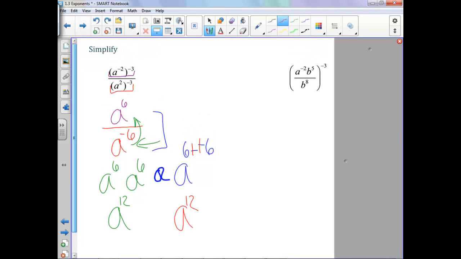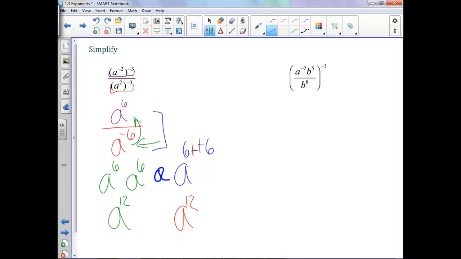Alright, next one, you want to simplify what you can inside parentheses first. Remember, order of operations, do your grouping symbols. So in our parentheses, notice this a with a negative exponent, so it's going to move down, and our squared is going to be positive. And notice our b's here, we want to subtract, so we'll actually have b to the 5 minus 8, which is b to the negative 3rd.